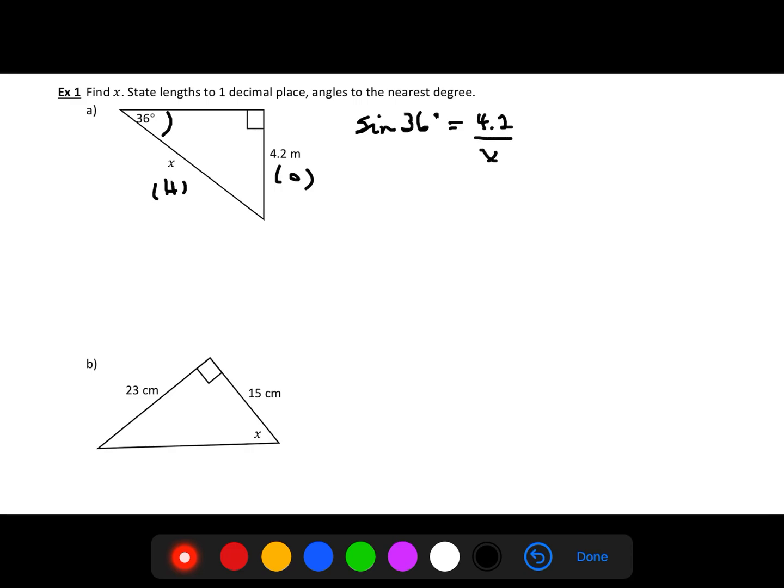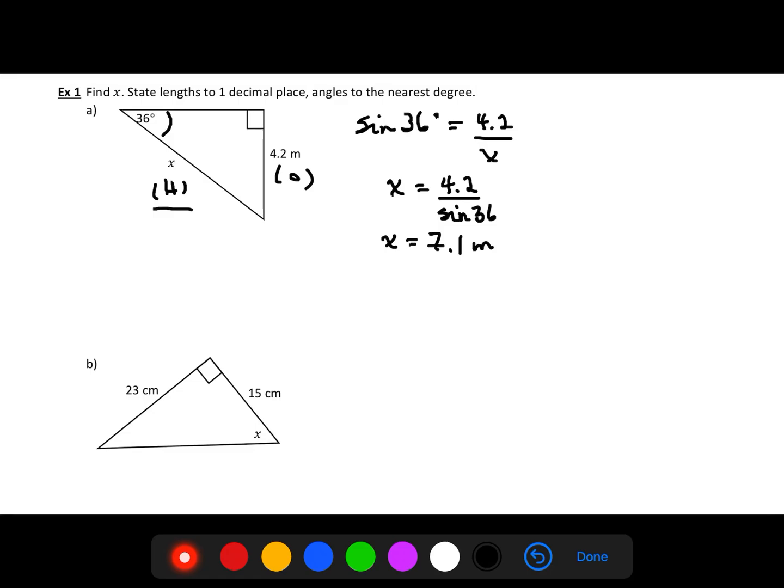So sine of a 36-degree angle is equal to 4.2 over x. Remember, we cannot solve for a variable on the bottom of a fraction, meaning that we have to take the x over to the left-hand side and multiply. At the same time, we can bring our sine 36 over to the right-hand side and divide. So when we do that, we get 7.1. We make sure we put our meters in there. So x is equal to 7.1 meters.